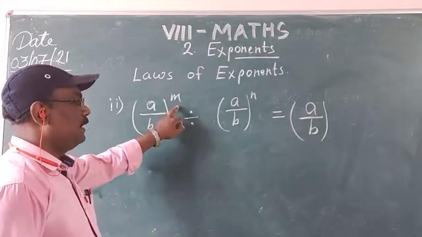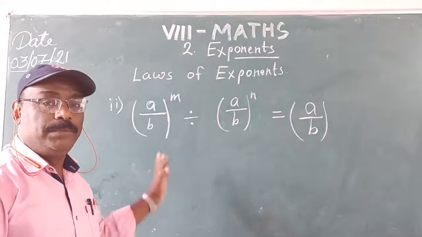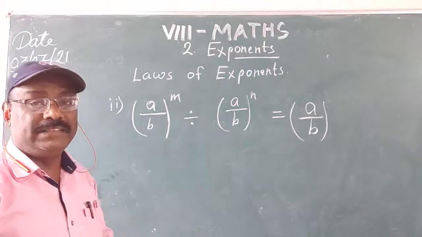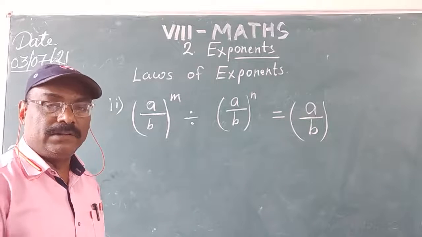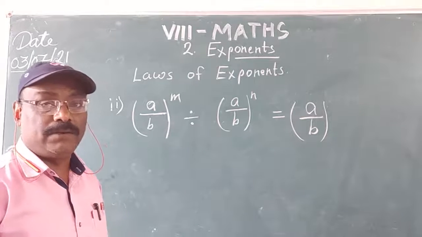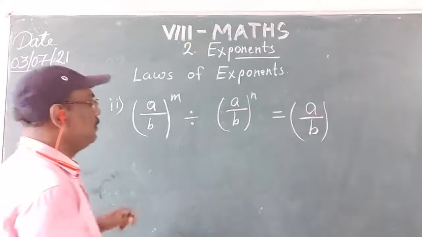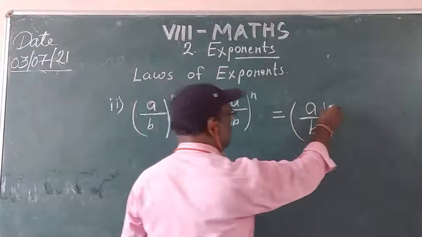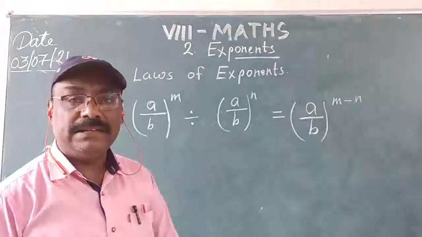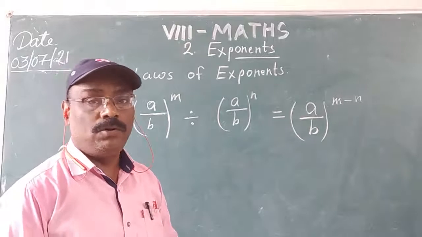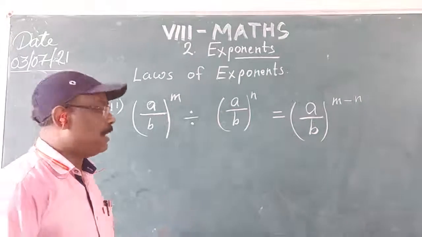(a/b)^m divided by (a/b)^n. Here also you can see the bases are the same. Whenever there is a divide sign, we subtract the powers. Whenever there was multiply, we were adding the powers. When the divide sign comes, we subtract the powers. So here we write (a/b)^(m minus n). So in multiplication we add the powers, in division we subtract the powers.